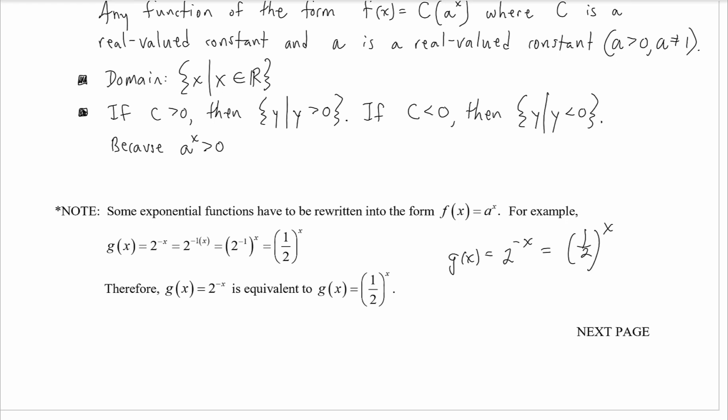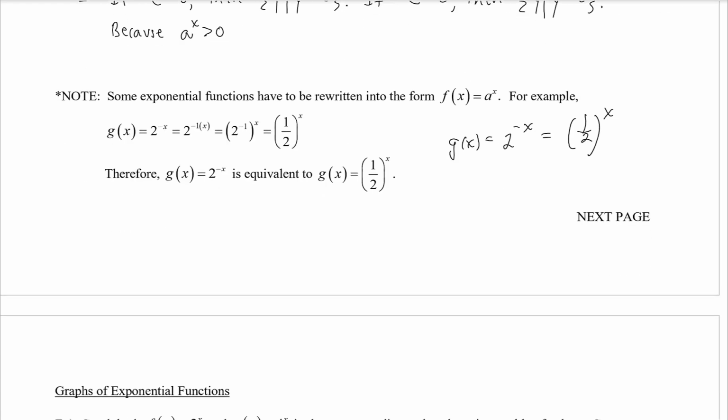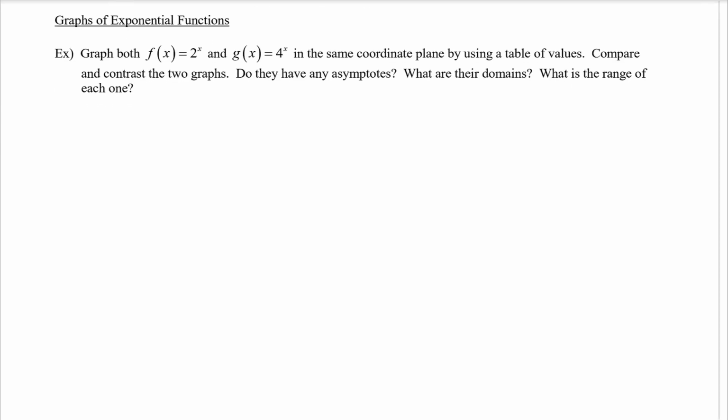Okay, so with that in mind, let's turn our attention to parent functions. What is the basic shape of an exponential function, and then we can apply transformations to those to get different versions. So let's take a look at a couple different parent functions. Let's look at the base being 2, and let's look at the base being 4. So let's start with this first one where the base is 2. So we've got f of x is equal to 2 to the x.